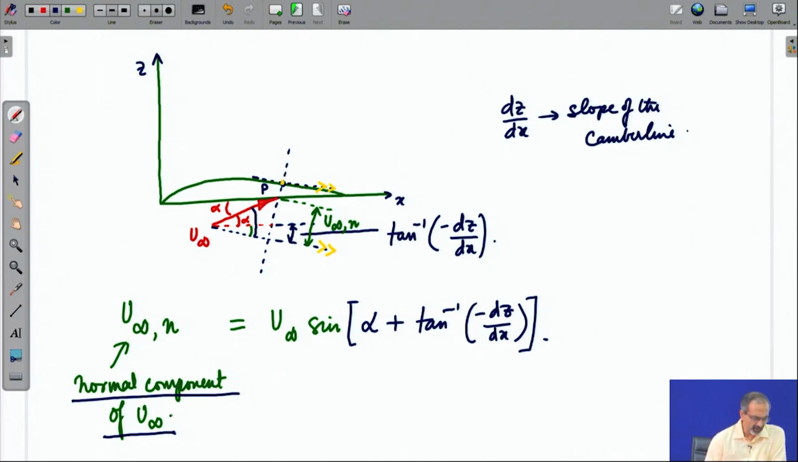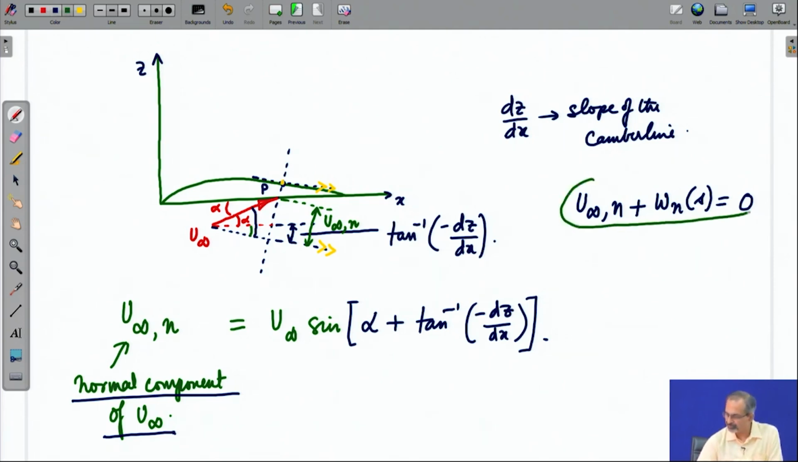Now, this normal component of u infinity summed up with the normal component of the velocity which is induced by the vorticity distribution should go to 0 uniquely at each and every point on the camber line, only then the camber line becomes a streamline of the flow, because they do not allow any normal component of velocity in a net sense in that case.